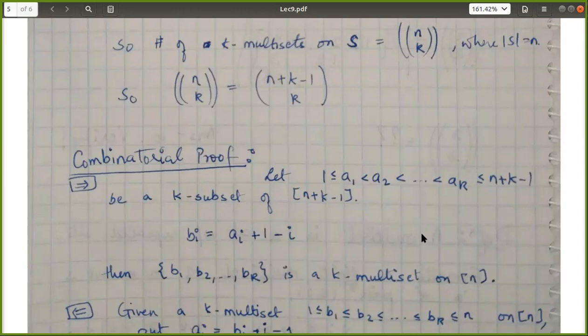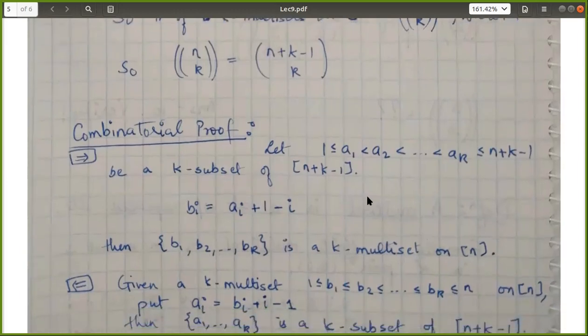Okay. So any element, when you start from here, it's giving you an element here. Correct? So if you chose a K element subset of N plus K minus 1, it gave you a K multiset of N. This way.